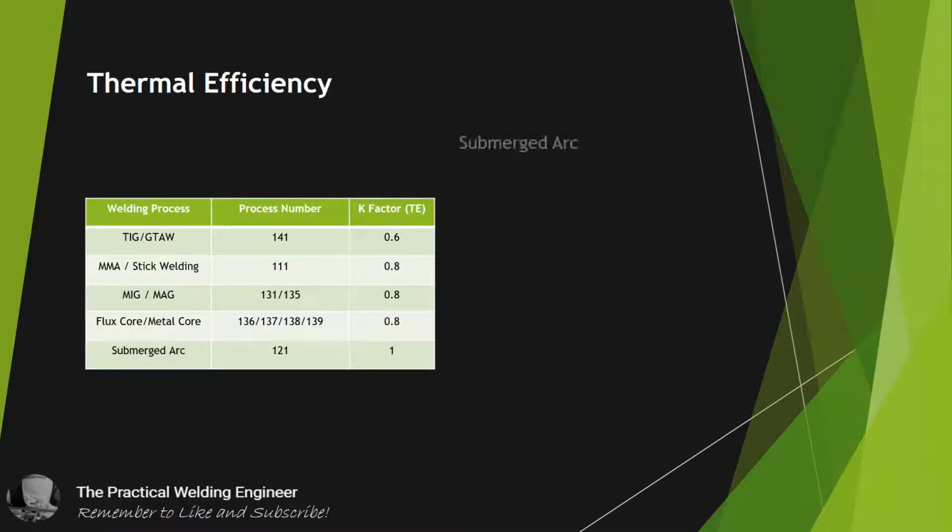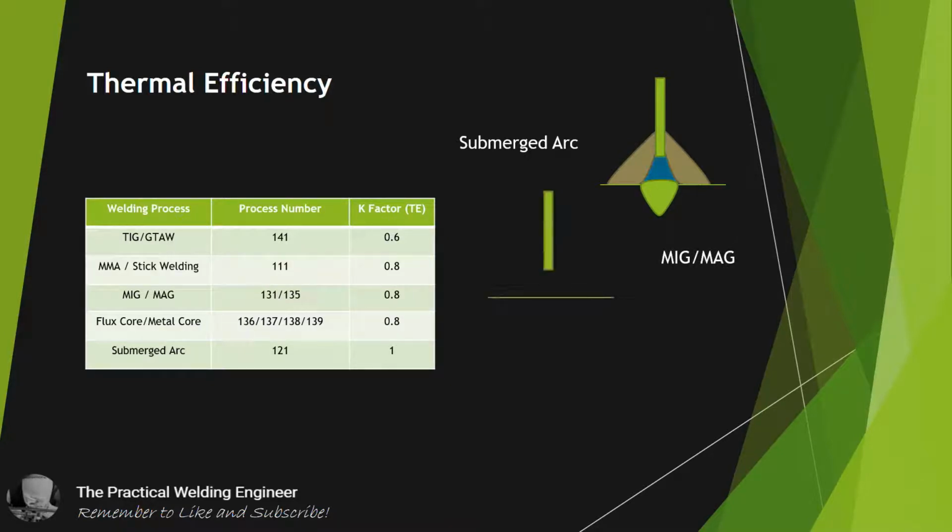Well, if we look at submerged arc, here we have our arc producing our weld. Now the arc energy that's being produced in that welding arc is absolutely encased by a welding flux. So as far as the specs are concerned, 100% of the heat and the energy we're generating in that welding arc is making its way over into our weld metal.